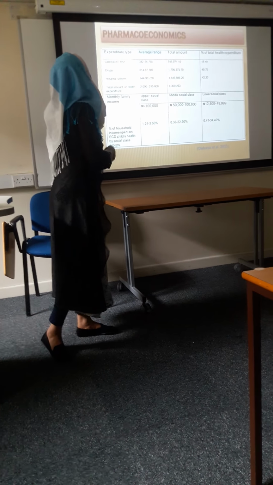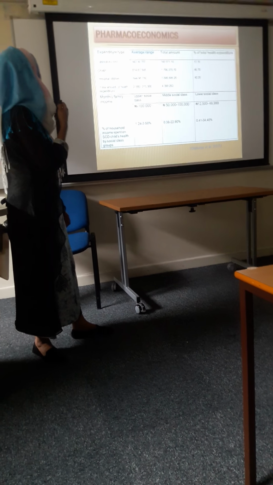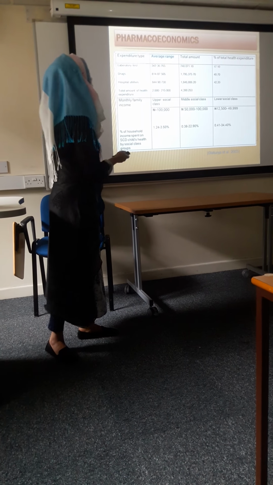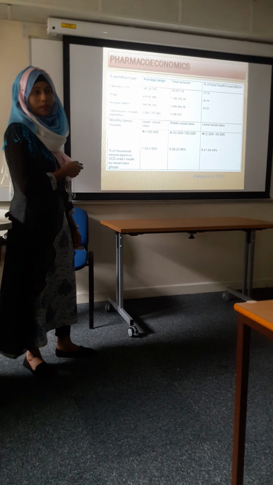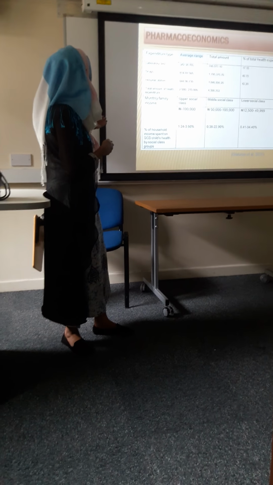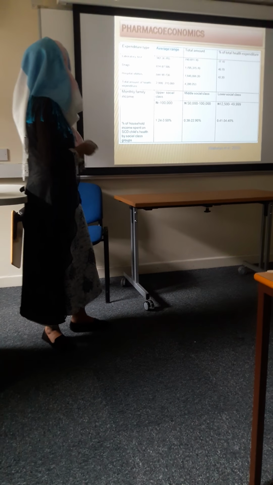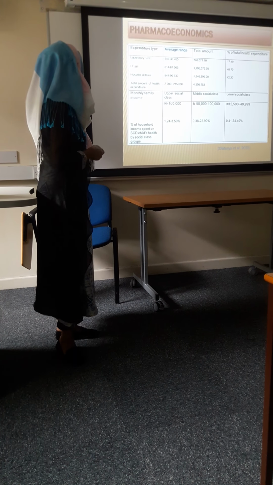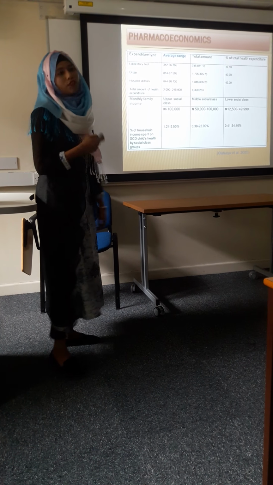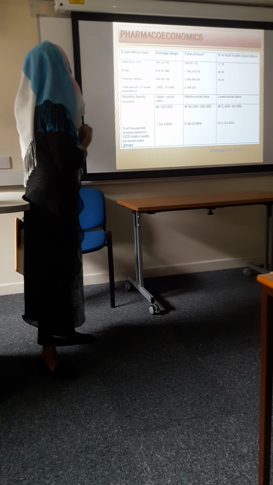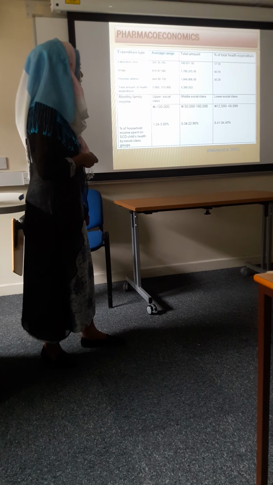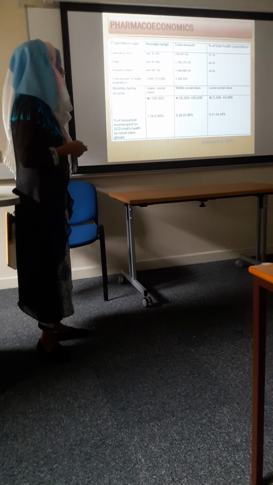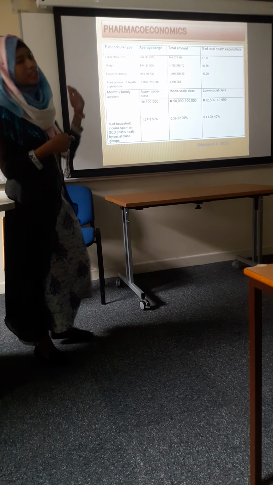Now, pharmacoeconomics. This table shows the average expenditure on laboratory tests, drugs, and hospital utilities per person, followed by the monthly family income and the percentage of household income spent on the children's treatment. From this table we can see the upper social class spends less than 5% of their family income on their child's treatment. On the other hand, the lower social class spends more than 30% of their income on the treatment of their child.